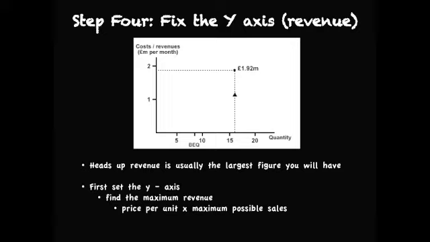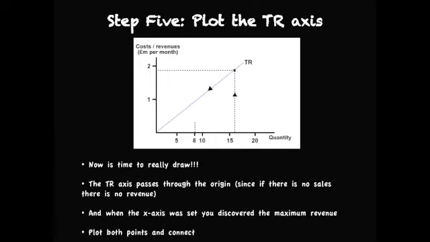Step 4 is another familiar face, fixing the y-axis. This is done quite simply. You just find the maximum revenue. And now you are ready to draw. Step 5 is plotting the total revenue line. The total revenue starts at the origin, so that's easy. And when you were fixing the y-axis, you discovered the maximum revenue. So you plot both points, and then you connect them.